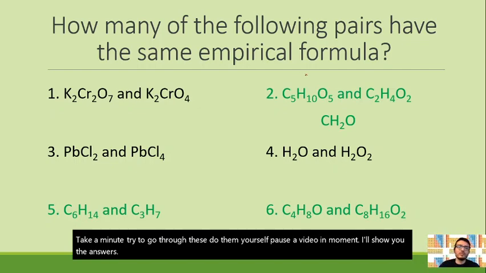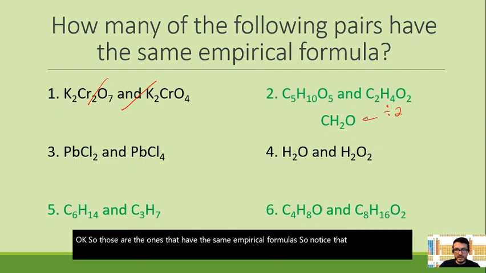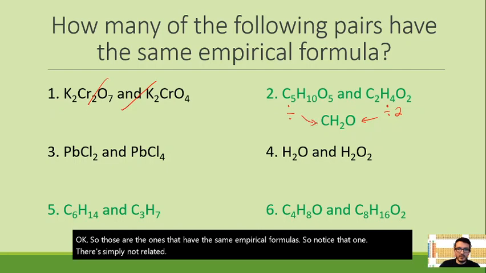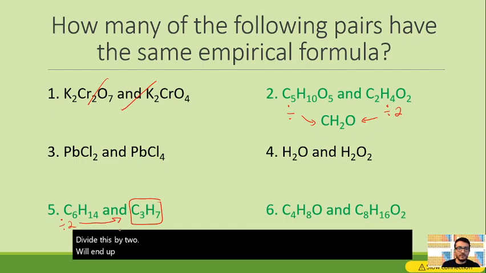Okay, so those are the ones that have the same empirical formulas. So notice that one, they're simply not related. These, if we divide this by 2, we get that. If we divide this by 5, we get this, right? Do one more. Well, we can't really divide this one. This looks like it is our empirical formula. Here, though, if we divide by 2, we'll end up with that, right? So they do have the same empirical formulas in this one as well, number 6 too.